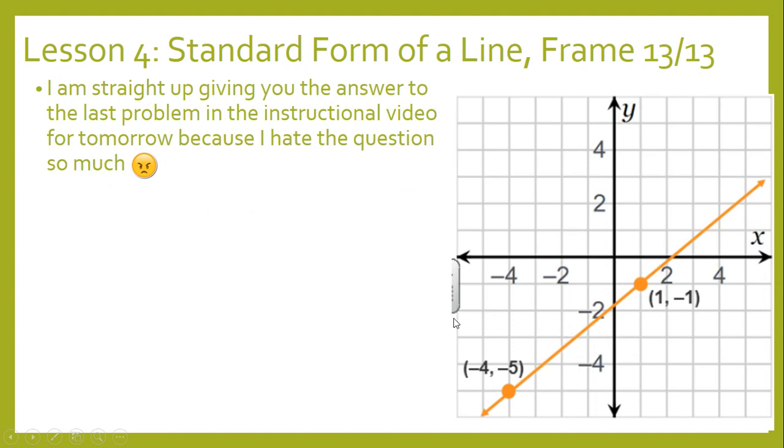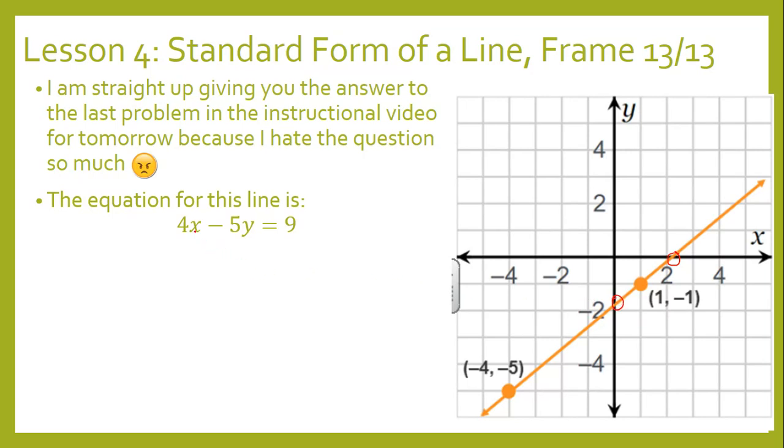And then the final frame or video in the instruction for today has this graph in it, and it asks you to come up with the equation of the line in standard form. And basically, I'm going to straight up give you the answer. So this is the answer. This is the equation of this line. So frame 13 out of 13, the last bit of the instruction. And the reason I'm giving it to you is because I don't know if you can tell on the graphs, but your x-intercept and your y-intercept are going to be fractional answers.